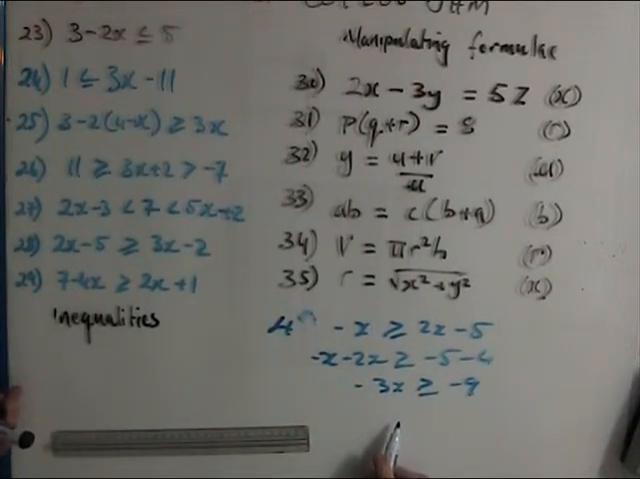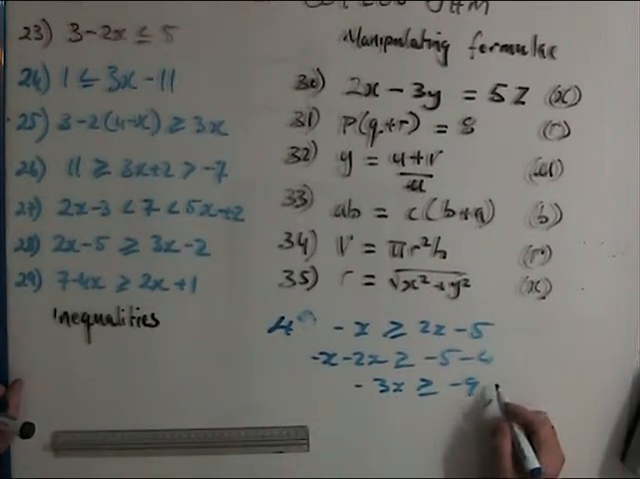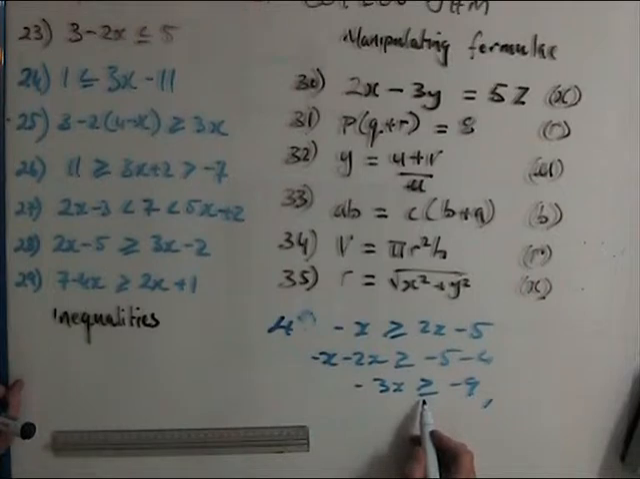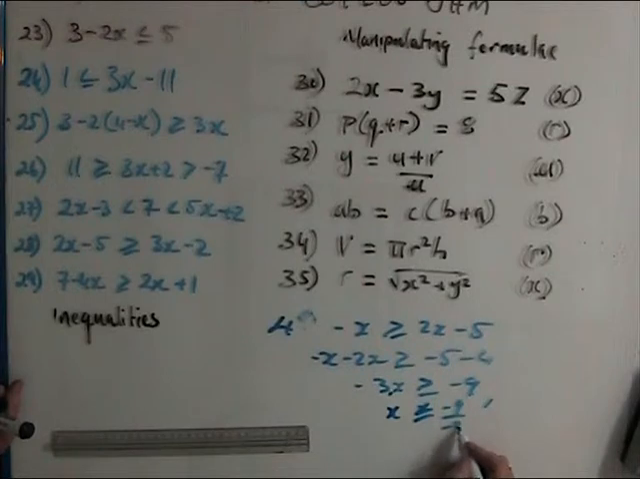Now, what do we do here? Well, we have to divide across by minus 3. And when we divide across by minus 3, we change the direction of the sign. So that means this will change direction. When you have a minus and you're dividing across, you change the direction of the sign. So that's less than or equal to minus 9 over minus 3.